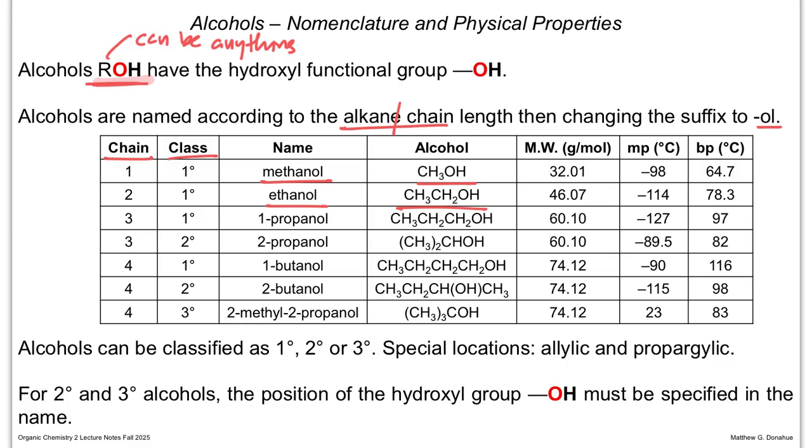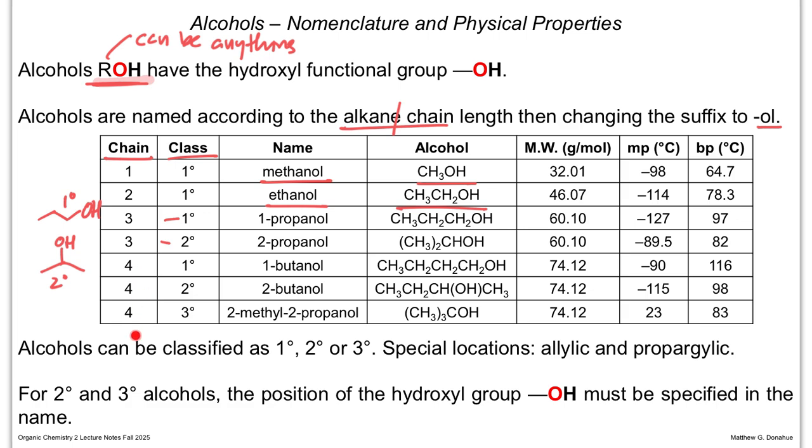So when we get up to 3 carbons, now you see that we have 2 different classes, primary and secondary. And that's just where we're placing the OH group on the chain. So this is the carbon that you're classifying that's bearing the OH group. That carbon is bonded to one other carbon, so it's primary. For 2-propanol, that carbon is bonded to 2 other carbons, so it's secondary.